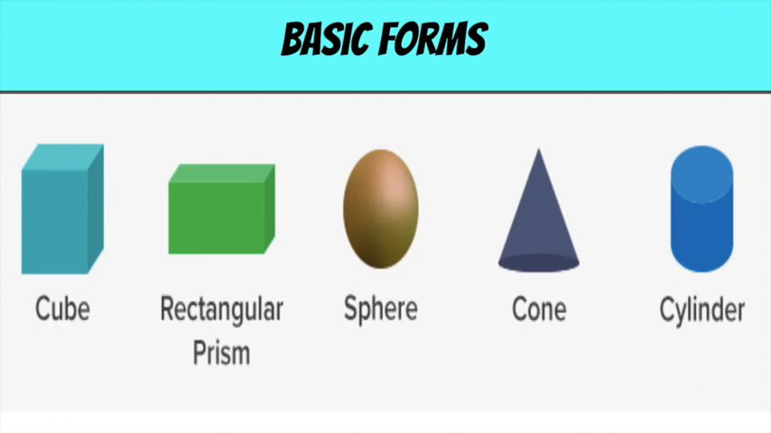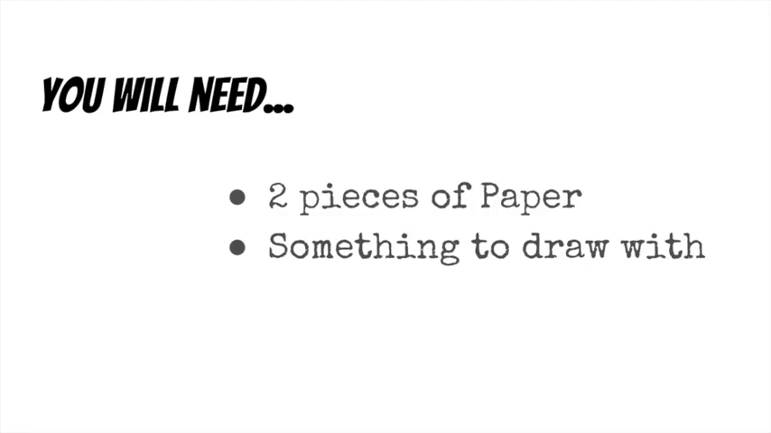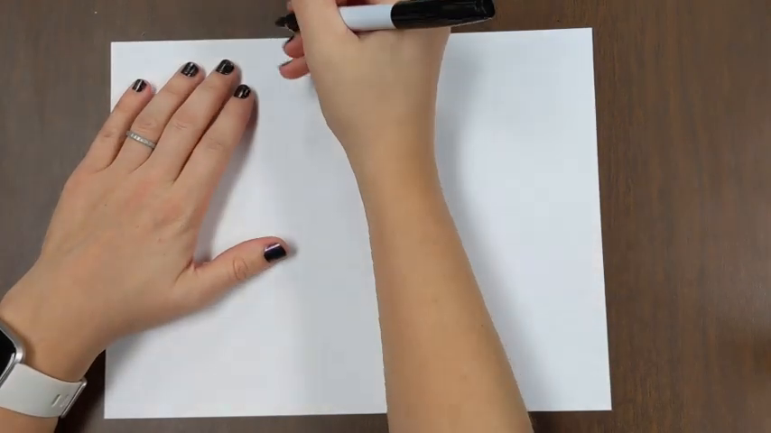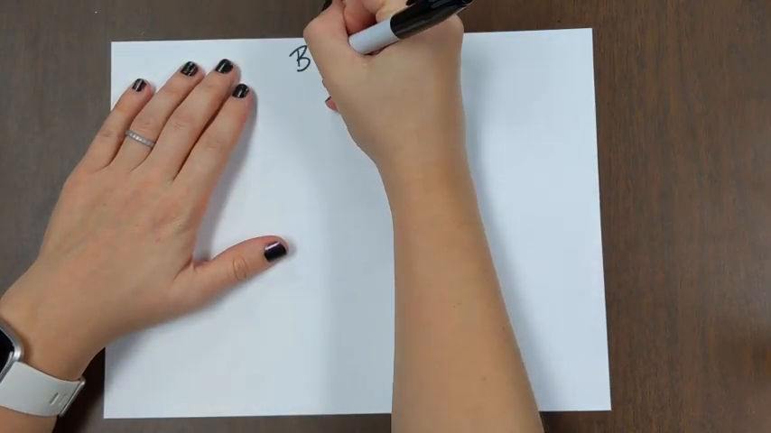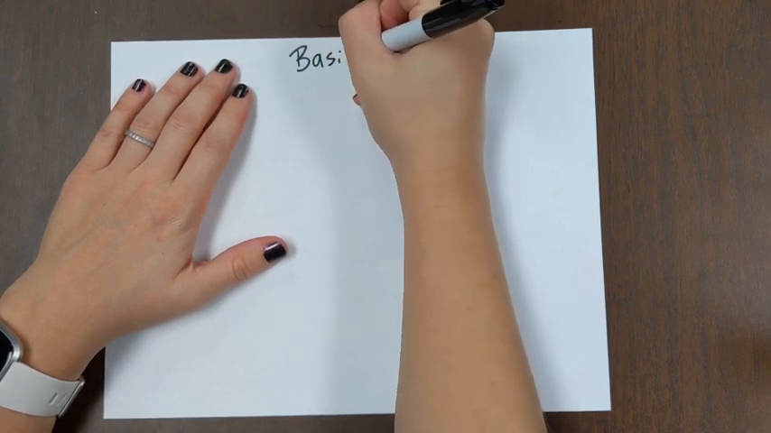So this week we are going to be practicing how to draw some of these basic forms. For this practice, you will need two pieces of paper and something to draw with, which could be a pencil, a marker, crayons, just something that you can draw with. Okay, I have all my things. My paper is in landscape orientation. We are practicing, so I'm going to write basic forms at the top.